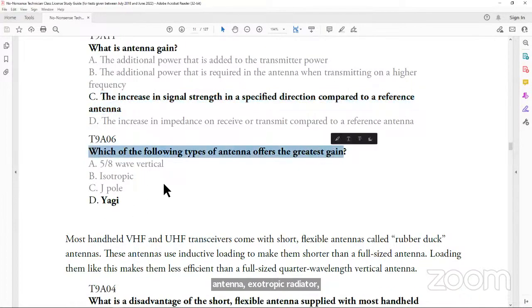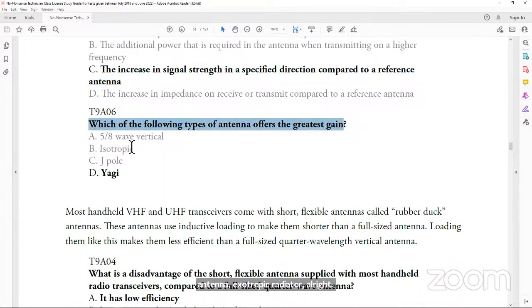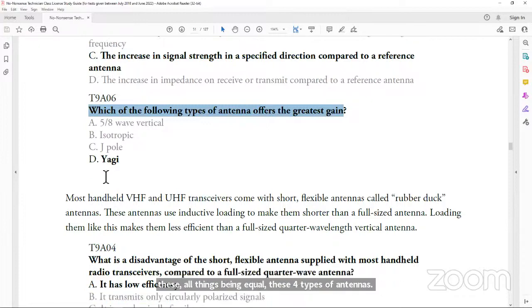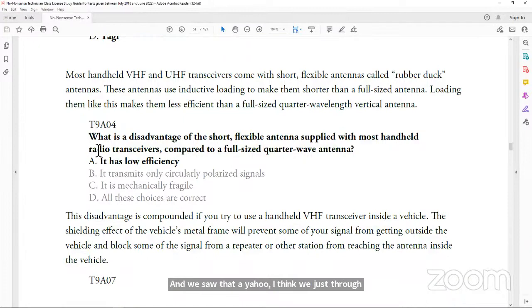All right, next question in the question pool. Which of the following types of antenna offers the greatest gain? So we have these 4 types here, and we showed diagrammatically, we showed statistically, we showed the specifications of these, all things being equal, these 4 types of antennas, and we saw that the Yagi had the greatest throw. So it's the Yagi has the greatest gain.